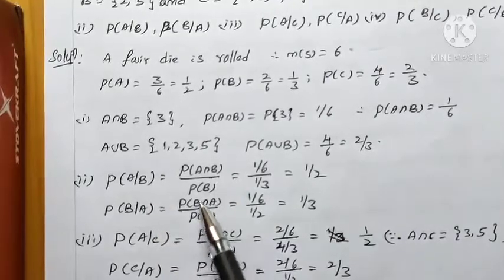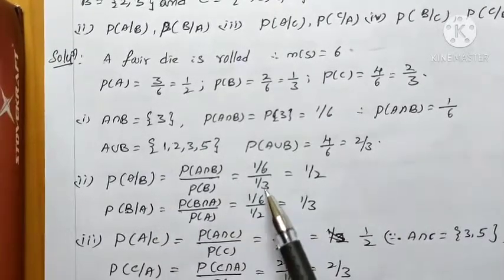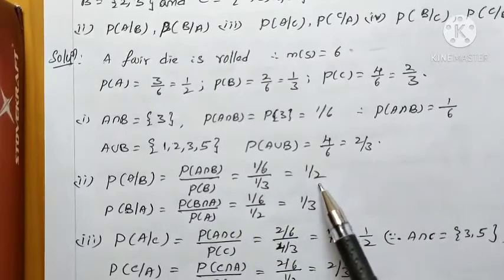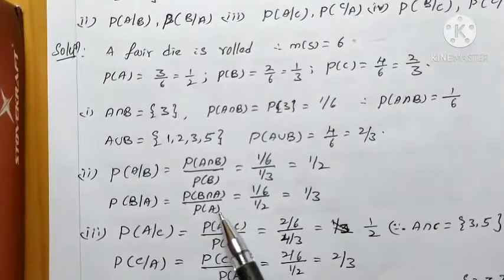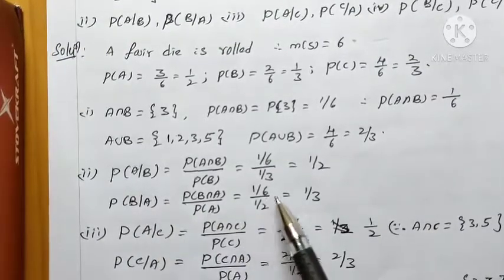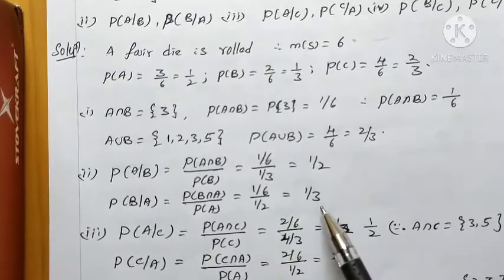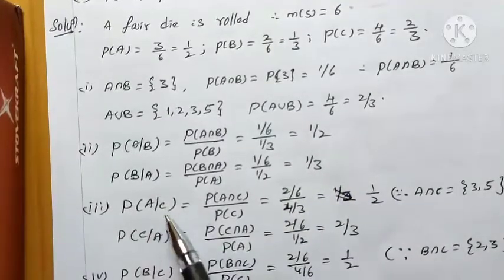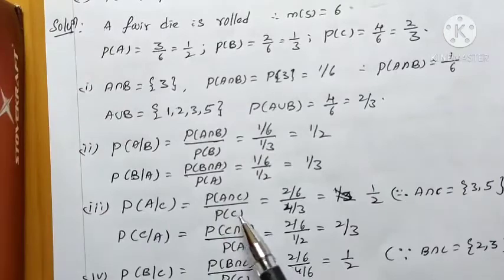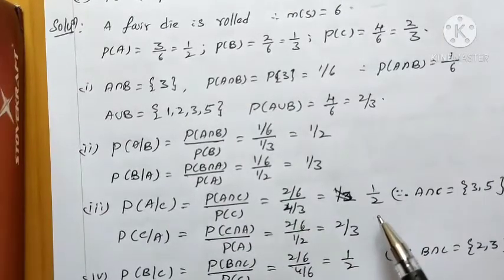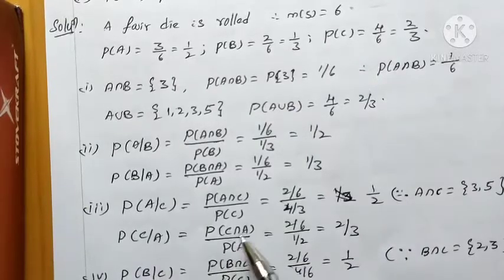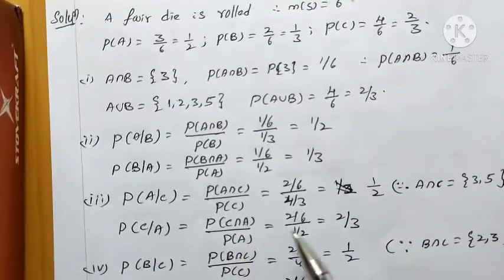Next, P of A by B, by conditional probability, is P of A intersection B by P of B, that is equal to 1 by 6 by 1 by 3, that is equal to 1 by 2. P of B by A is P of B intersection A by P of A. Again we are using conditional probability. 1 by 6 by 1 by 2, that is equal to 1 by 3. Next, P of A by C is equal to P of A intersection C by P of C, that is equal to 2 by 6 by 4 by 6, that is equal to 1 by 2. P of C by A is equal to P of C intersection A by P of A, that is equal to 2 by 6 by 1 by 2, that is equal to 2 by 3.